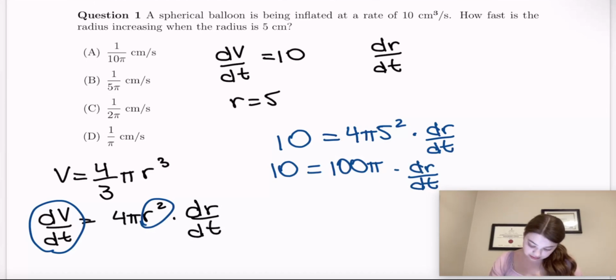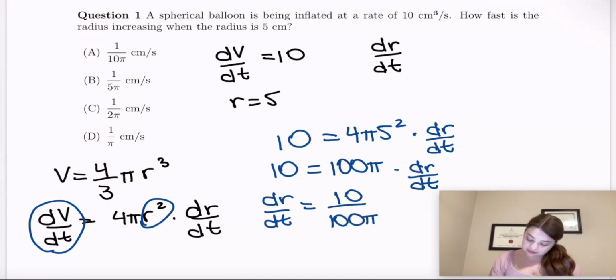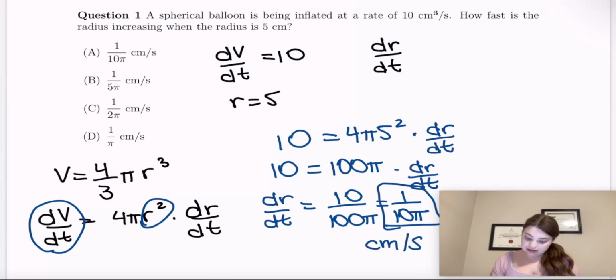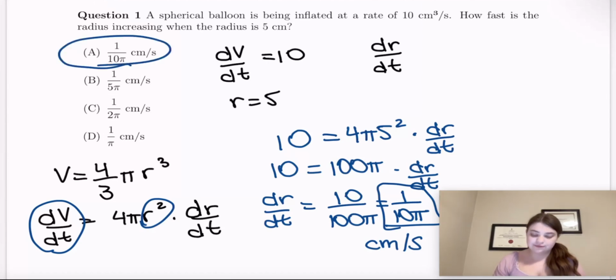Therefore, dr/dt is equal to 10 over 100 pi. And if we divide both by 10, we get 1 over 10 pi. And so that is our final answer, that 1 over 10 pi centimeters per second is our related rate. And so that is the answer I'm going to pick, the first answer there.